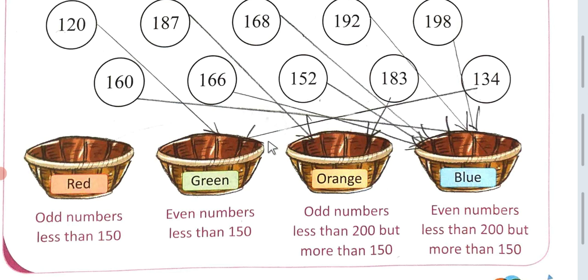So I hope that you have understood odd numbers and even numbers. I have told you even numbers have the digits 0, 2, 4, 6 and 8 at the ones place, and odd numbers have the digits 1, 3, 5, 7 and 9 at the ones place.